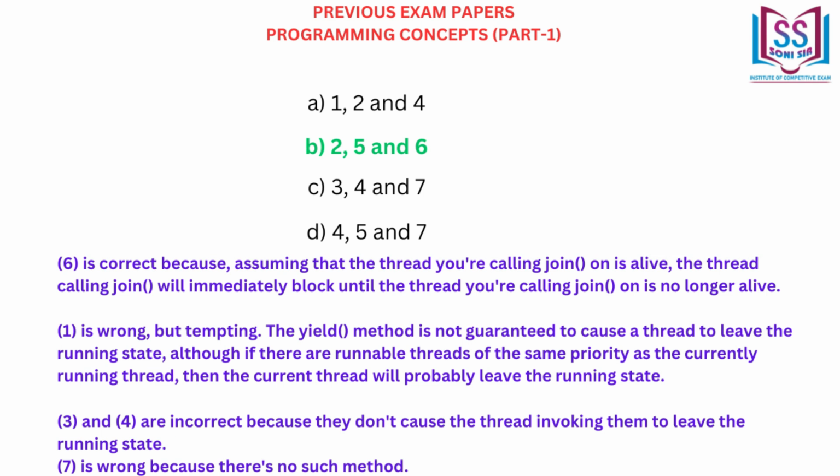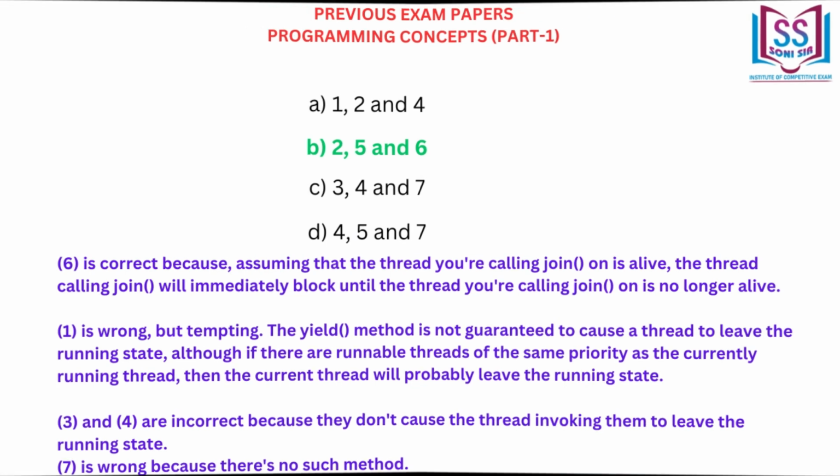1 is wrong but tempting. The yield method is not guaranteed to cause a thread to leave the running state, although if there are runnable threads of the same priority as the currently running thread, then the current thread will probably leave the running state. 3 and 4 are incorrect because they don't cause the thread invoking them to leave the running state. 7 is wrong because there's no such method.